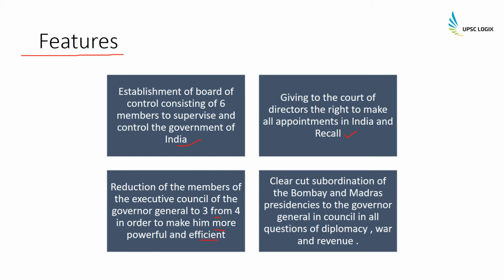We have already seen in the Regulating Act of 1773 that there was a council or executive council formed for the Governor General with 4 members, and these were reduced to 3 in the Pitt's India Act. Then number 4 point was a clear-cut subordination of Bombay and Madras presidencies to the Governor General in Council in all questions of diplomacy, war and revenue. So the Madras and Bombay presidencies, as we have seen in the 1773 Act, were placed under the Governor General of Bengal. And in this particular act, this feature was clear-cut demarcated.